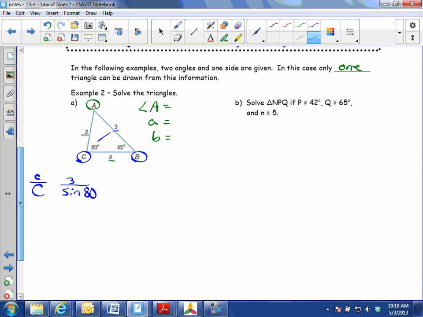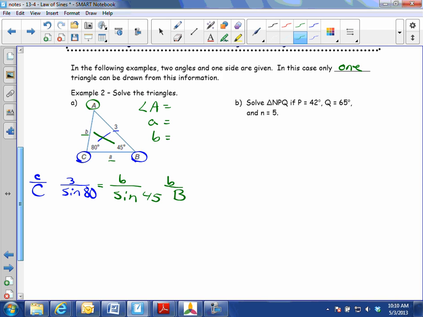Then I'm going to say it is equal to, and since I have angle B, I'm going to say sine of 45. Then side B is going to be diagonally across from it, so I'm going to put B on the top because this is side B over sine of angle B. So we're just setting up a proportion. That's all we're doing.